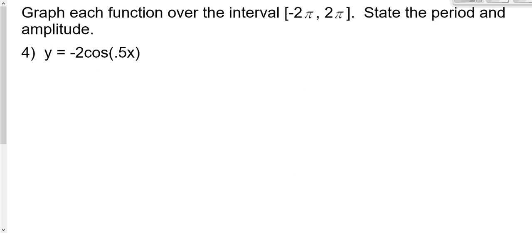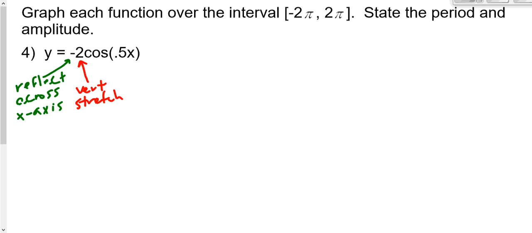Number 4. Here we have a negative in front. So that means we're going to reflect it across the x-axis. And we have the 2 as well. And that means we're going to stretch it vertically twice as tall.